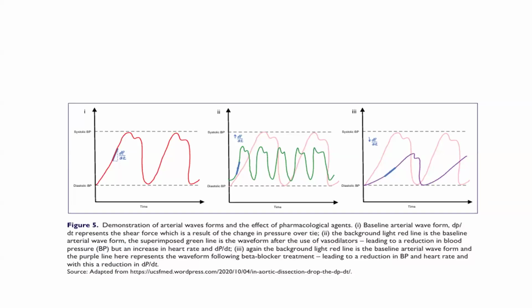It is the baseline arterial waveform, and the superimposed green line is the waveform after the use of a vasodilator, leading to a reduction in the arterial pressure but an increase in the heart rate and pressure over time. Again, in the third, the red line is the baseline arterial waveform, and the purple line represents the waveform following beta blocker treatment, leading to a reduction in the blood pressure, heart rate, and with this a reduction in the pressure over time.